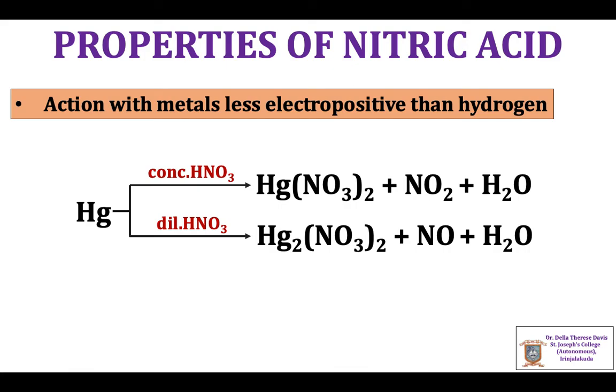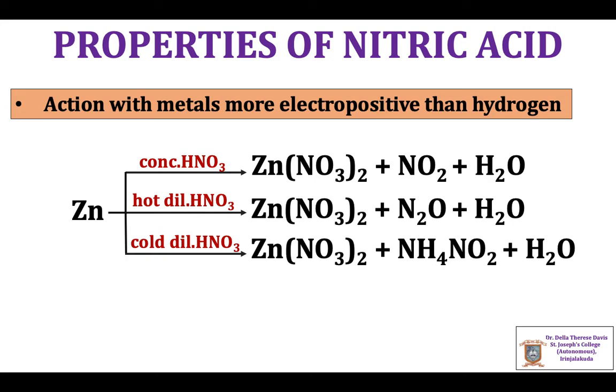Mercury reacts with concentrated nitric acid to give mercuric nitrate and NO2. With dilute nitric acid, it gives mercurous nitrate and NO.